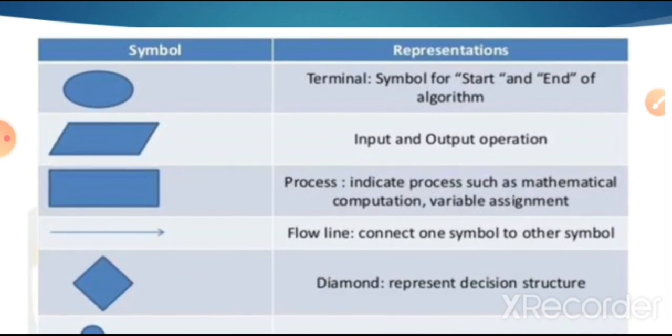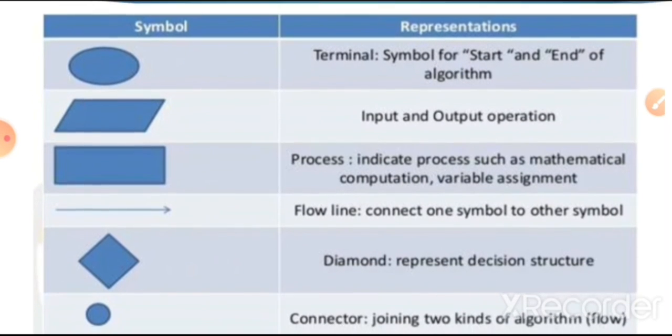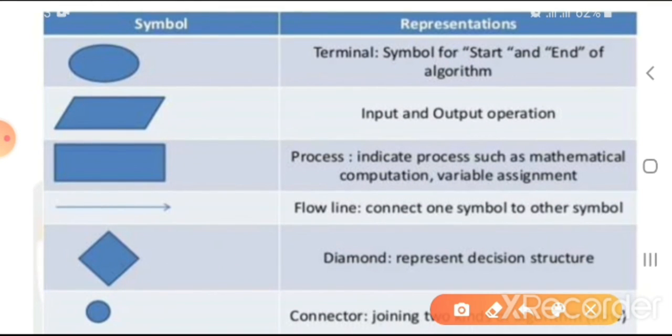First of all, we will use the oval shape to indicate the start and the end of the algorithm. Whenever we have to specify input and output operations, we use this parallelogram. Whenever we intend to show some processing, for example some calculation, some computation, we will use the rectangle shape. The flow lines are used to connect the two symbols, or simply they show the flow of data.